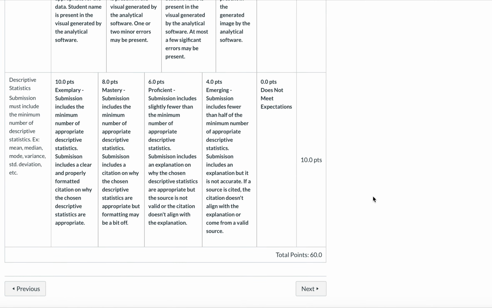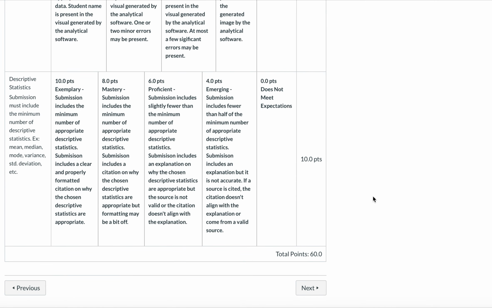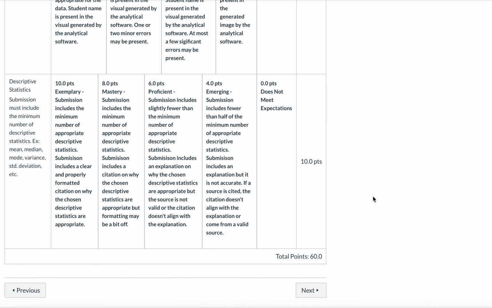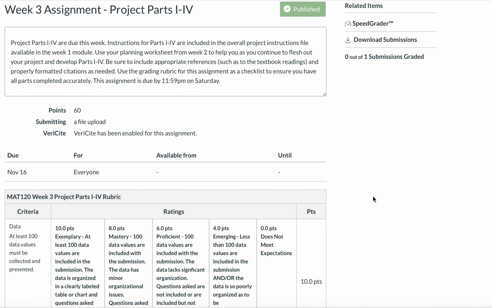And then descriptive statistics, you must have all of your statistics, the minimum number of 8, and you must have a citation for why those are the most appropriate. And that really only refers to the mean, the median, and the mode. So when I'm talking about the most appropriate, I need a citation where you tell me this is the most appropriate for my data set based off that week 2 discussion. So that is the rubric.